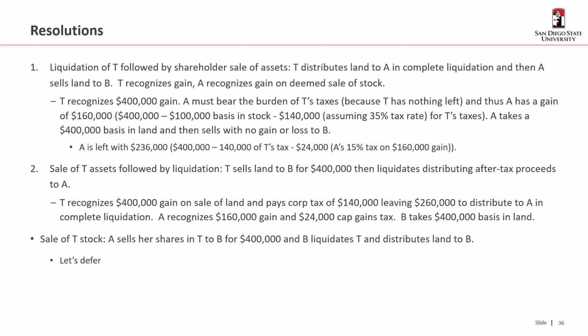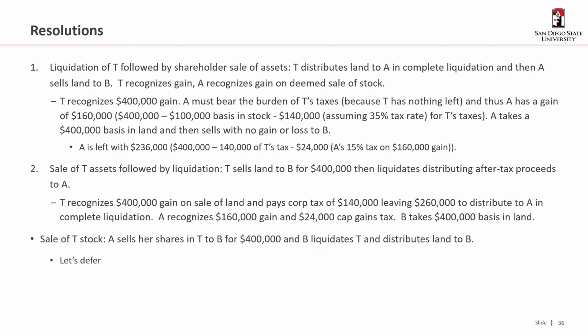So now T sells the land to B for $400,000, then liquidates, distributing the after-tax proceeds to A. So T recognizes a $400,000 gain, pays the same $140,000, again assuming 35%, of taxes at the corporate level, leaving $260,000 to distribute to A in a complete liquidation. A recognizes a $160,000 gain, $24,000 in cap gain taxes, and B takes a $400,000 basis in the land. You can see that under either of these approaches, the end result is identical, and that is by definition. That is exactly how these are supposed to be.